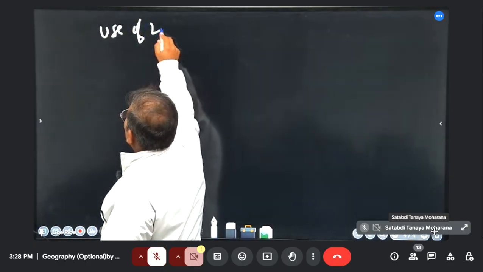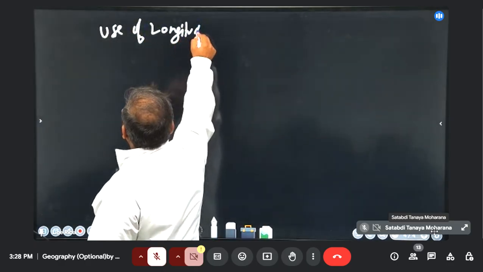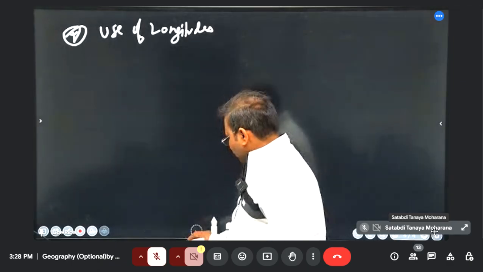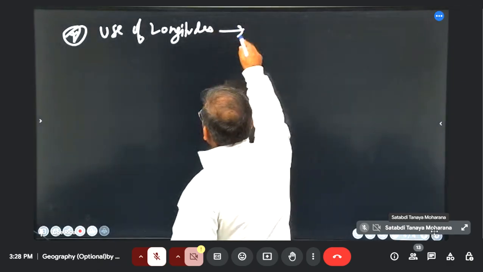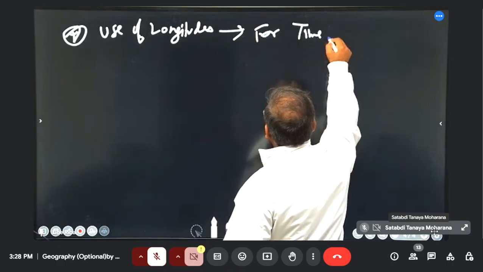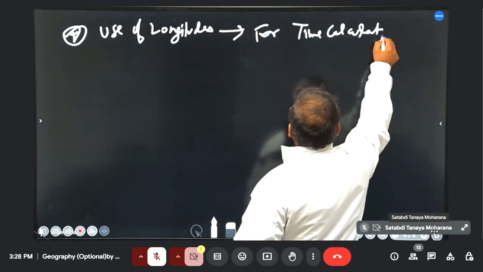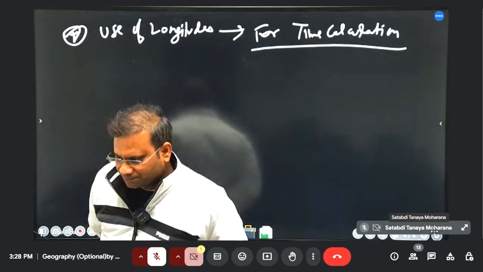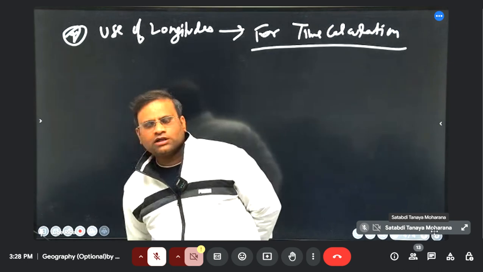Use of longitudes. See what the use is. It is an interesting thing. It is used for time calculation. To calculate the time, that is the use of longitude. Okay.